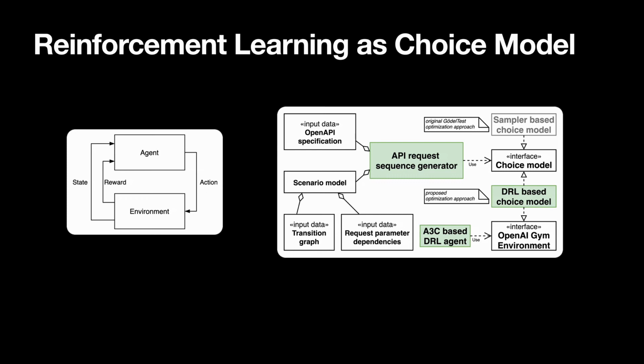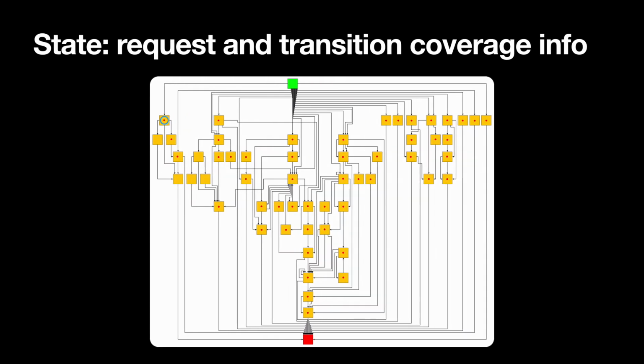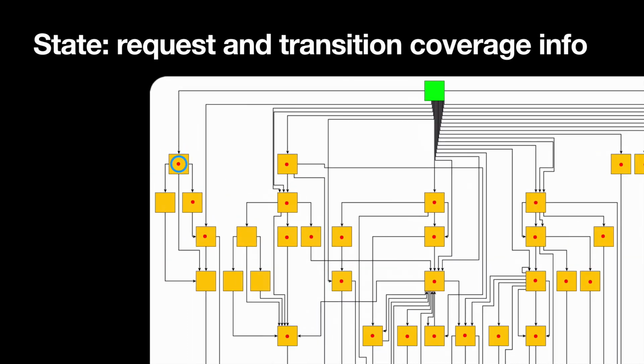Each time the reinforcement learning agent has to make a decision, it first makes an observation of the current state. And to give a better understanding of what this state is, I'll give another example with our scenario model. So this is our scenario model, right? The generator is right in the middle of generating a collection of request sequences, a test suite. And the red dots mark the requests that have already been covered. So let's zoom in a bit. This API request marked with a blue circle is the request that was generated last. So it's the current position on the scenario graph.